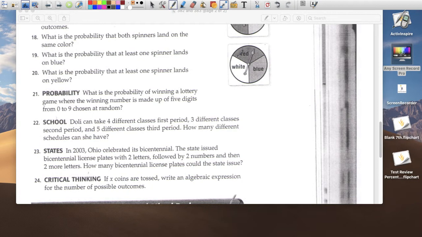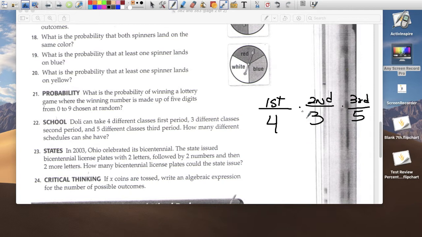on Friday. Number 22. Dolly can take 4 different classes first period, 3 different classes second period, and 5 different classes third period. So first period, she can choose from 4 different classes. Second period, she can choose from 3 different classes. And then the third period, she can choose from 5 different classes. How many different schedules can she have?